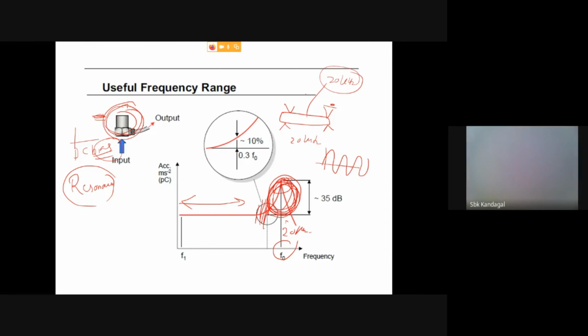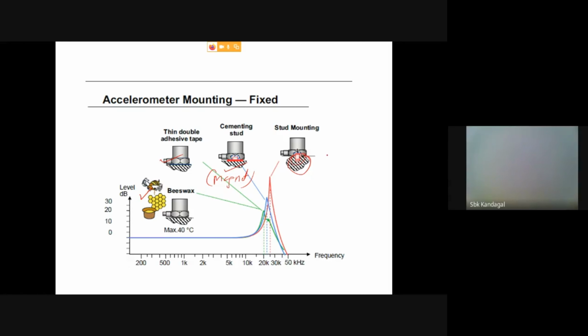Next comes how to mount the accelerometer. It can be mounted in a variety of ways. One can use beeswax if it is in a laboratory and below 40 degrees centigrade. At moderate temperature, double-sided adhesive tape can also be used. But when the temperature is quite high and you are using a lot of sensors, it is better to use threaded studs. Sometimes you can use a magnet also. But if the vibration is quite severe, it is better to use stud mounting so that it doesn't come out and fall off.